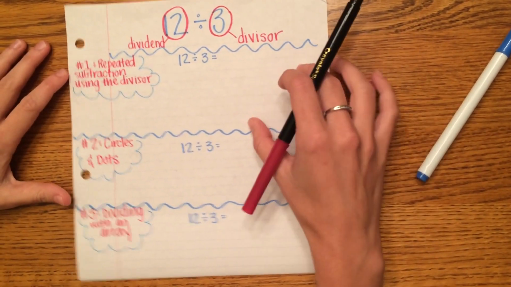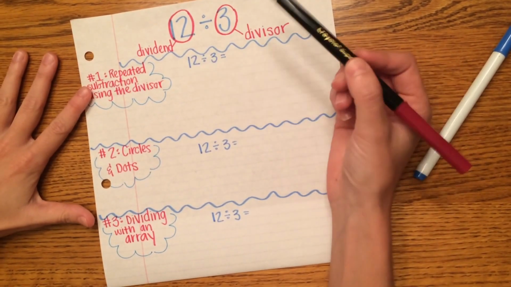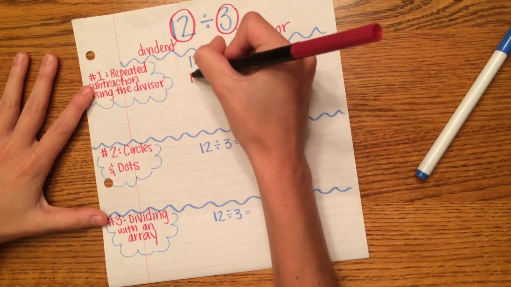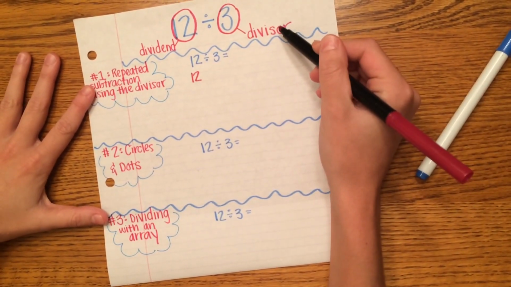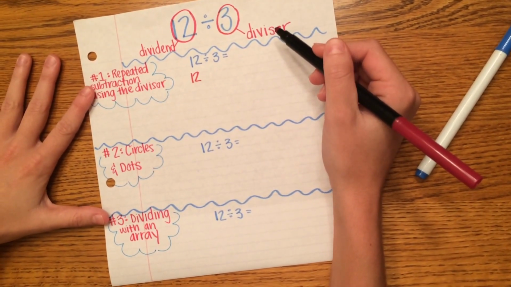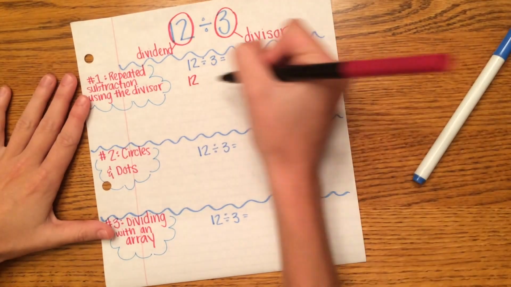Our first strategy is repeated subtraction, which is very similar to multiplication, repeated addition, but they're opposites. So what we'll be doing is taking our dividend, our greatest number 12, and we'll be subtracting by our divisor 3 until we get to 0. Once we get to 0, we can stop.